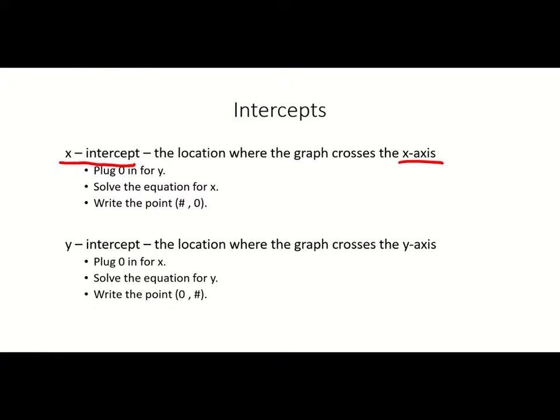The other type of intercept we've already talked about, the y-intercept. The y-intercept is a location where the graph crosses the y-axis. For this intercept, if we solve it just by using the equation, we're going to plug 0 in for x, solve the equation for y, and then write our point 0, comma the number, because x was represented with 0. So we're going to do some problems where we find the intercepts. This slide is just to give you the steps. So let's do some different examples.